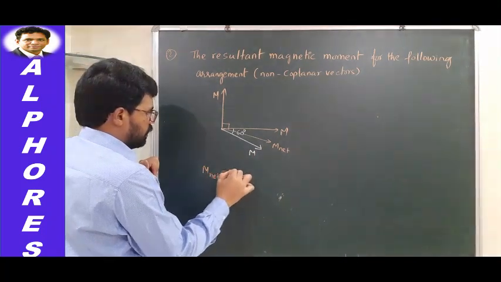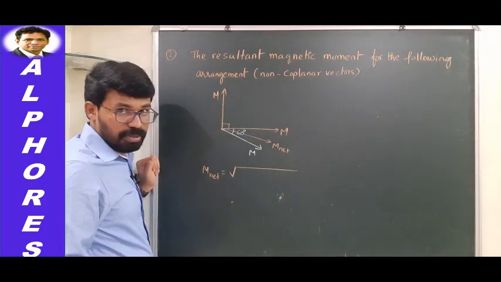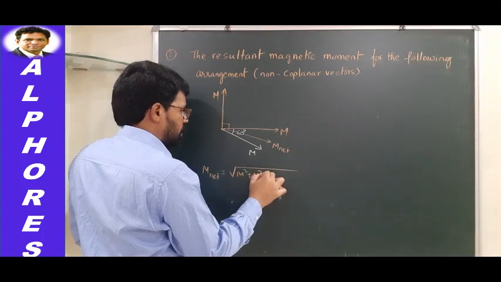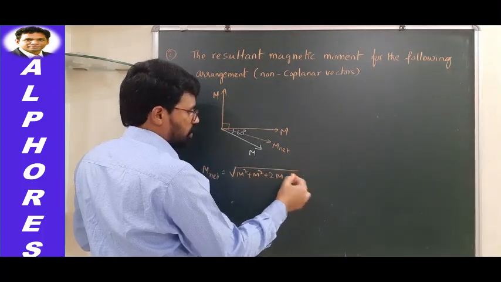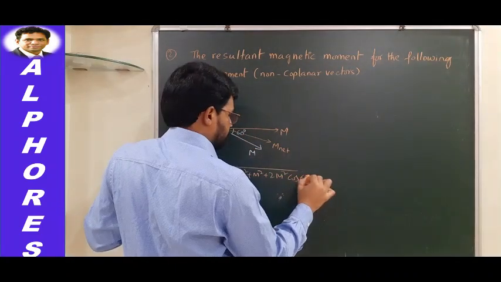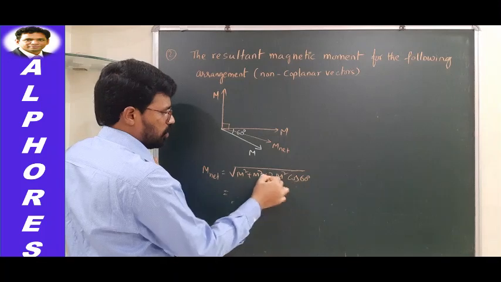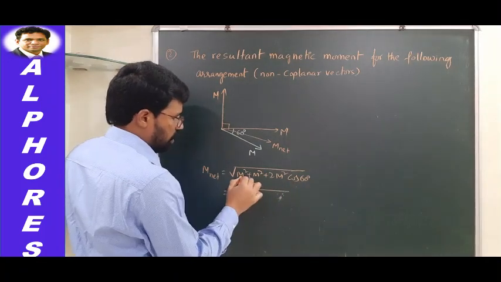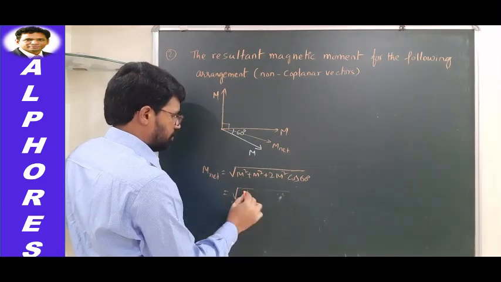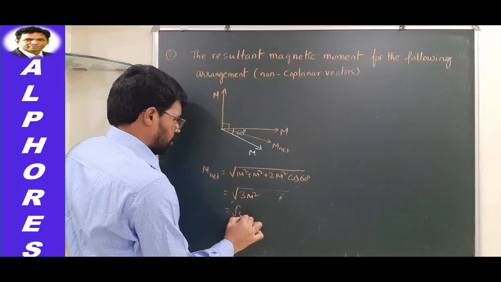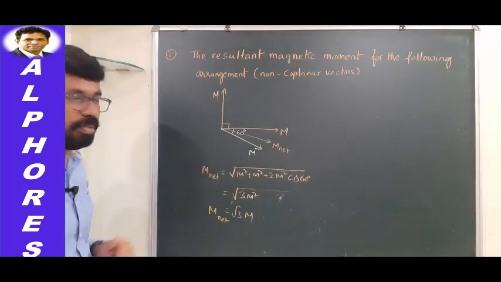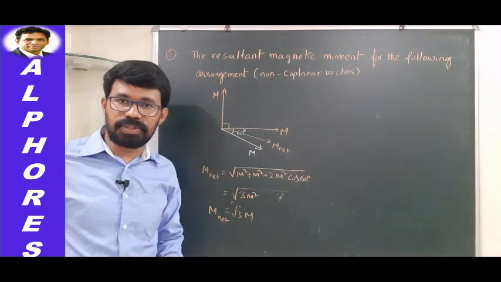So this m net can be written as under root m1 square plus m2 square plus 2 m1 m2 cos theta. Here m1 and m2 are both the same. So m square plus m square plus 2 m into m, cos of the angle between these two, 60 degrees. Cos 60 is 1 by 2, so the 2 gets cancelled. Then you will have m square plus m square, one more m square. So you will have 3m square, or root 3 m. So the net magnetic moment of these two comes out to be root 3 m.